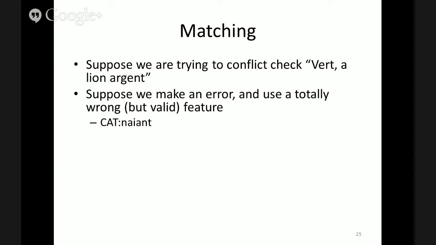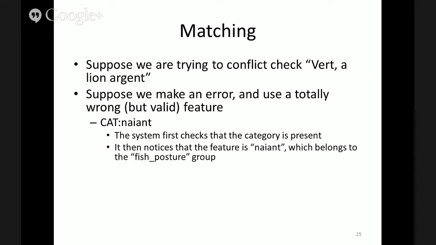All right, now here's another one. Suppose we're still on vertiline argent, and we make another error, and we search for cat nayant. Now, nayant is a perfectly valid feature. It's just not found on lions, right? It's a fish position, or bird, for the duck fans in the audience. Quack. So first it checks for the category. The category is there. It notices that the feature is nayant, which belongs to the fish posture group, which is different from, and we can talk about bird nayant at the end during Q&A, because it's one of the tricky moments.